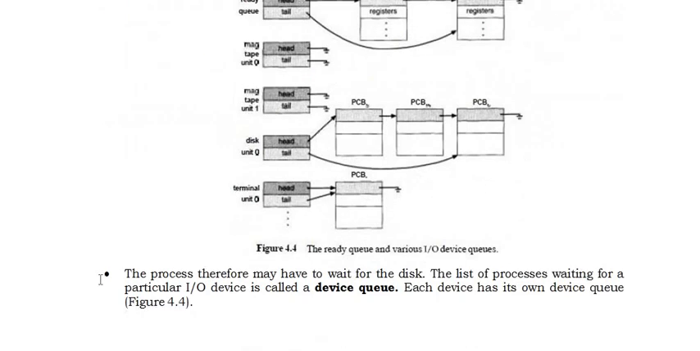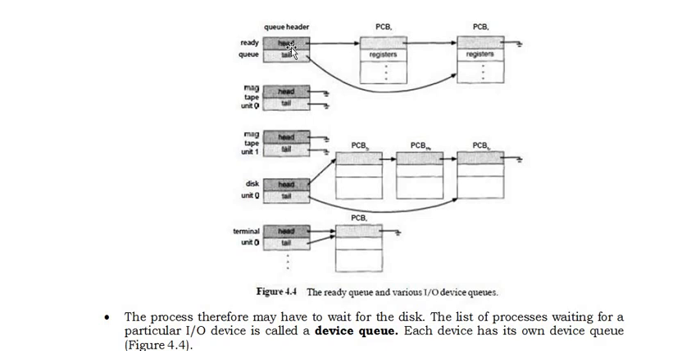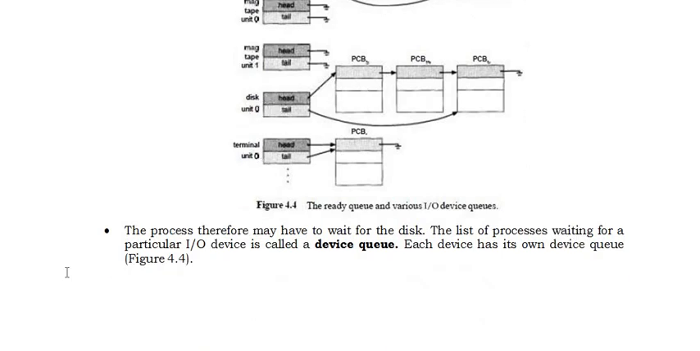Okay, so is this understood? So the diagram is this linked list format. We have called it the ready queue and various IO device queues. Okay, so it has been merged. You can note down either one, first thing alone is okay. Okay, so next, device queue. The process therefore may have to wait for the disk. The list of processes waiting for the IO devices is called the device queue.